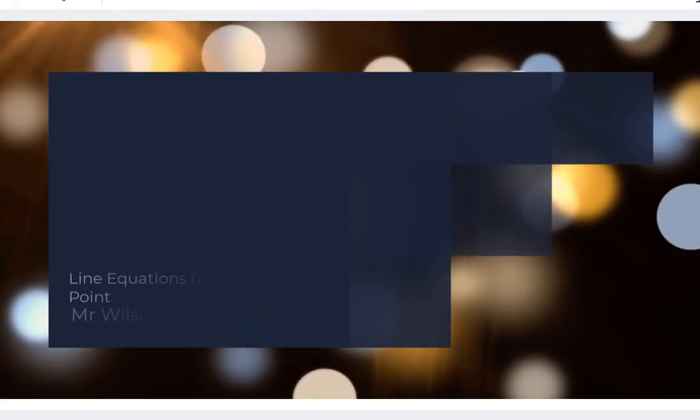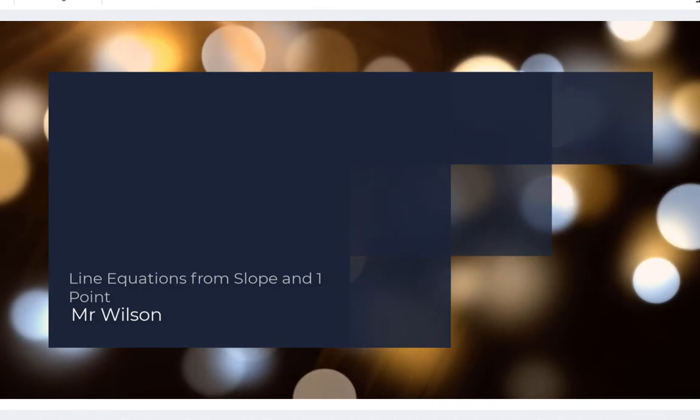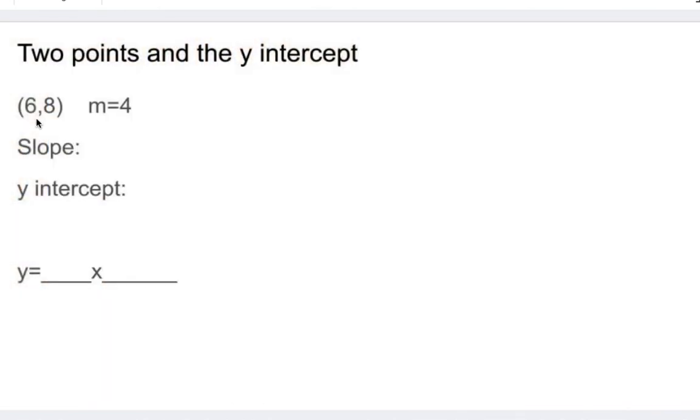Hey there, mathletes. So in this video, we're going to write slope-intercept equations when we only have one point, but we do know the slope. The main idea here is that we're going to need to substitute the slope, an x number and a y number into the equation, and then solve for the y-intercept and then write our whole equation when we're done.